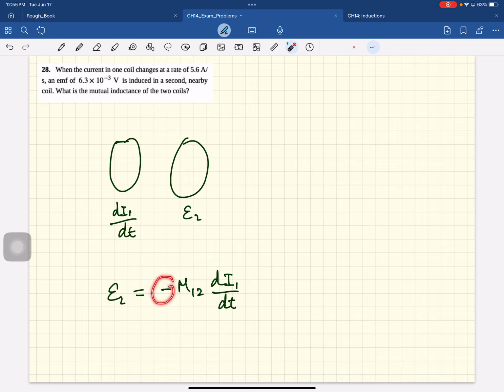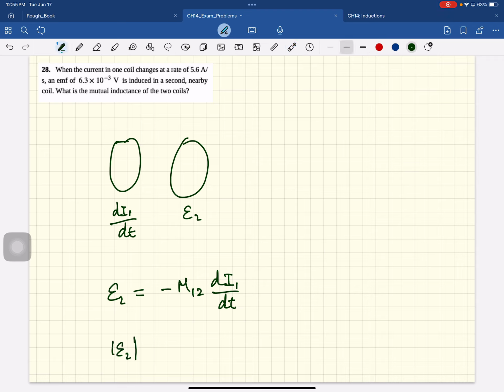And what do you think the negative sign is doing? Direction of current flow. Yeah. So if the current is increasing in this direction, that means the magnetic field is increasing in that direction and the induced current is in that direction. That's what that negative sign is related to. It's opposing the change.